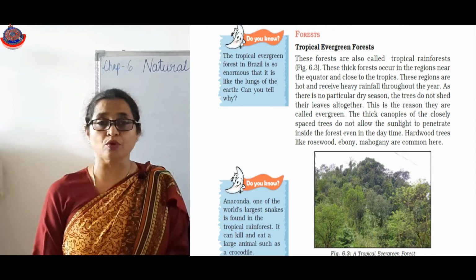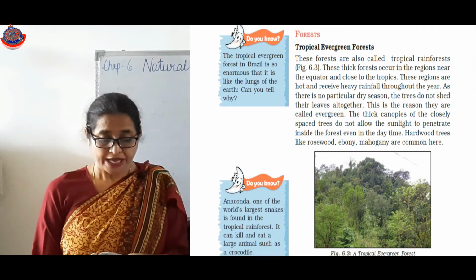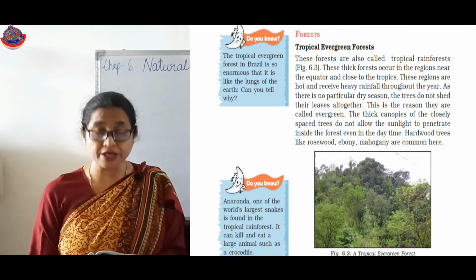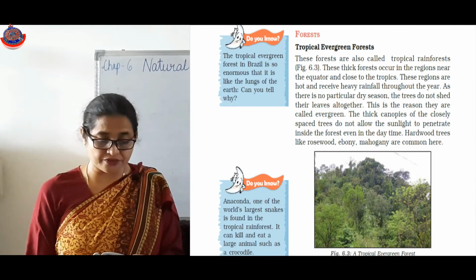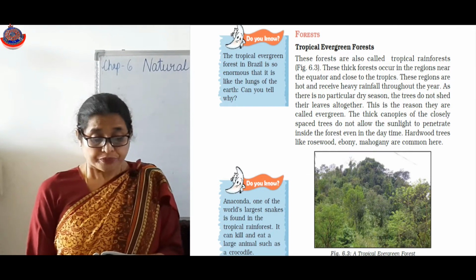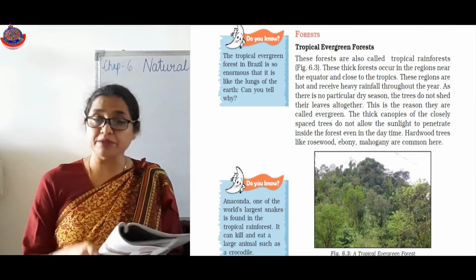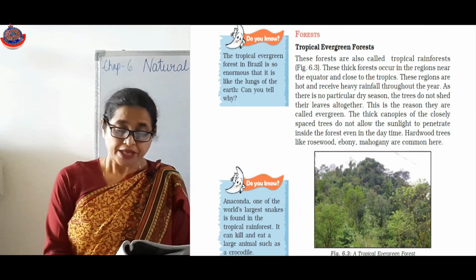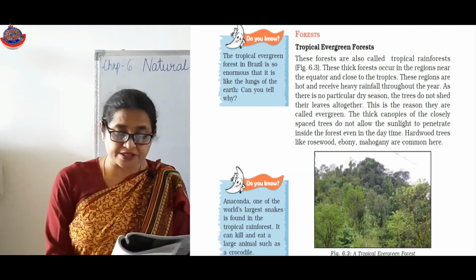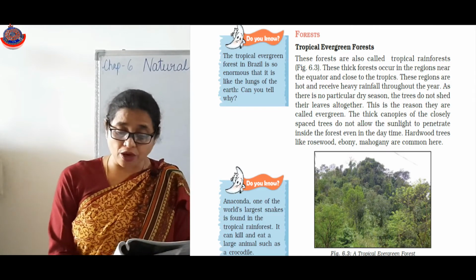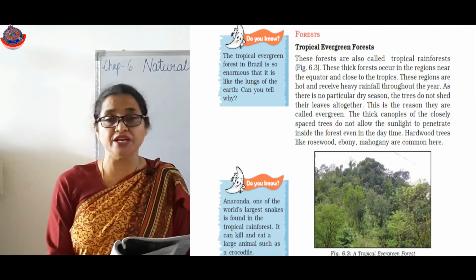No wonder they are called evergreen. They remain green throughout the year. As there is no particular dry season, the trees do not shed their leaves altogether. This is the reason they are called evergreen. They remain green throughout. The thick canopies of the closely spaced trees do not allow the sunlight to penetrate inside the forest even in the daytime.